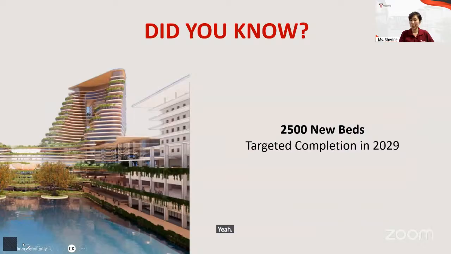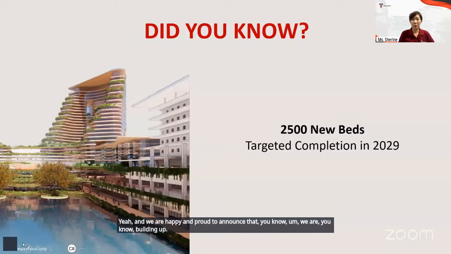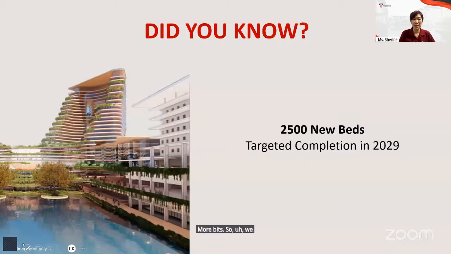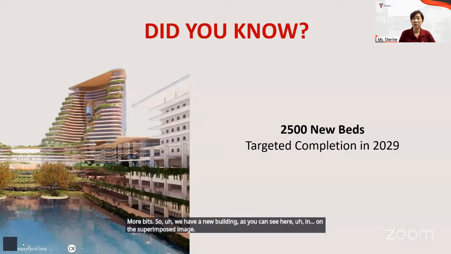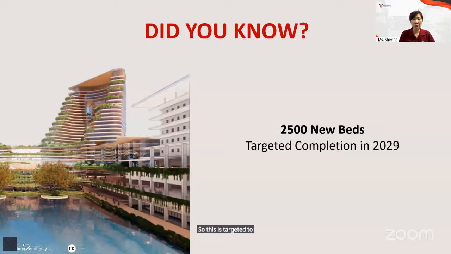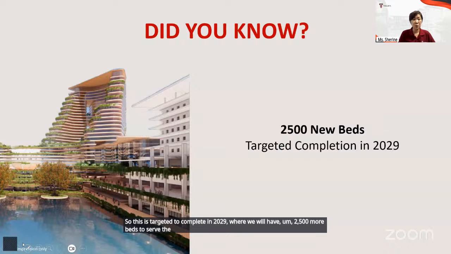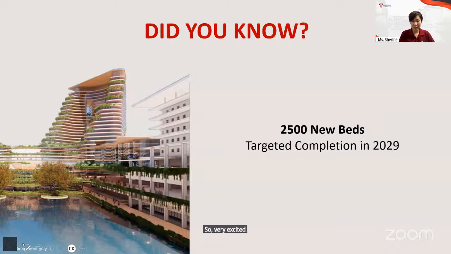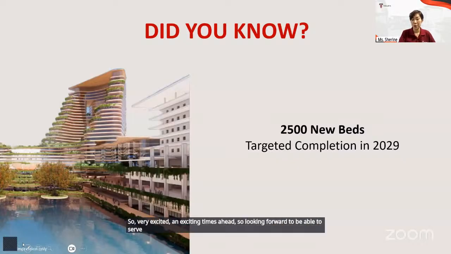We are happy and proud to announce that we are building more beds. We have a new building, as you can see here on the superimposed image. It is targeted to complete in 2029, where we will have 2,500 more beds to serve the Taylor's community. Very exciting times ahead, and we look forward to serving more residents in the future.